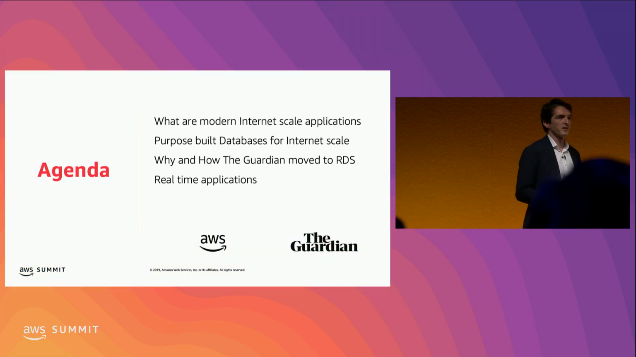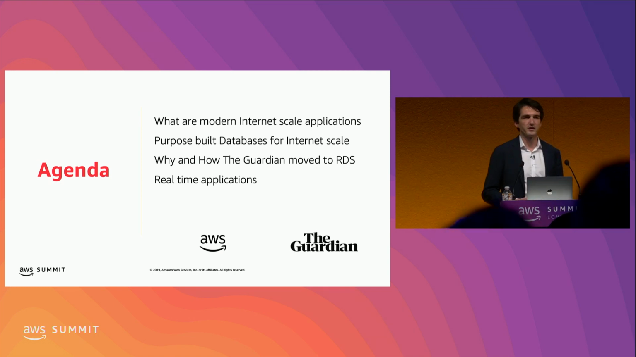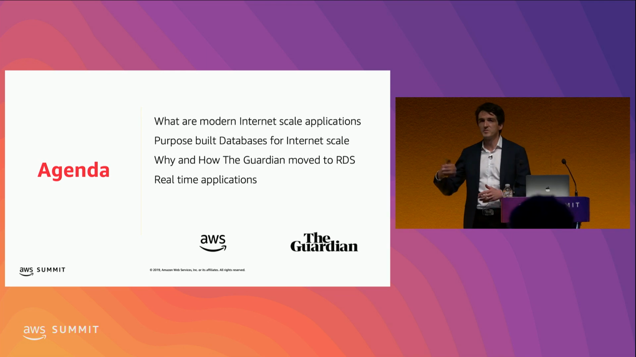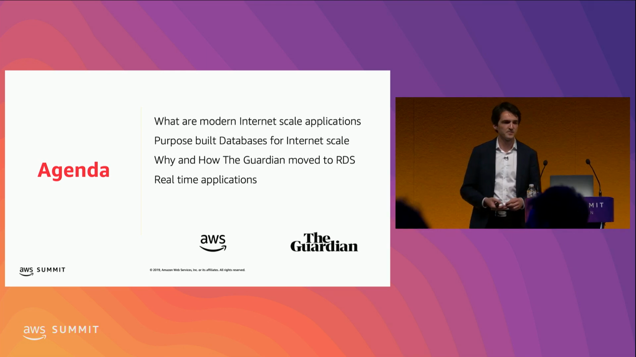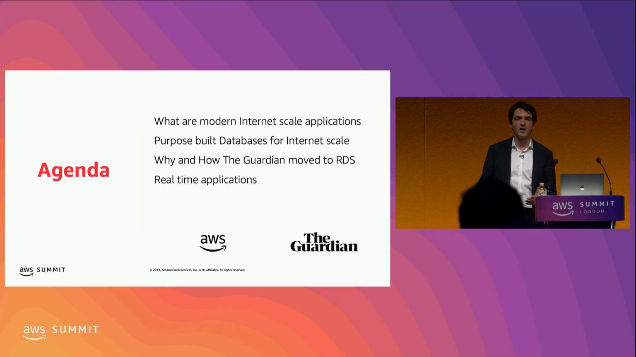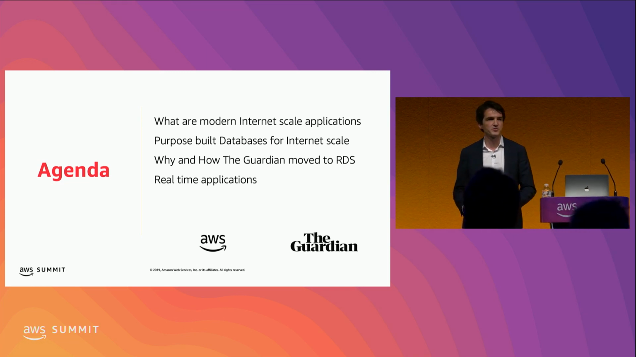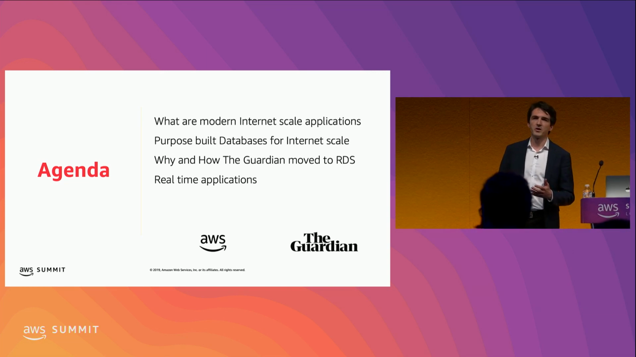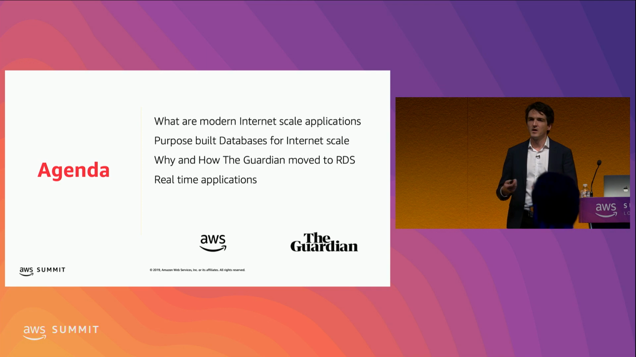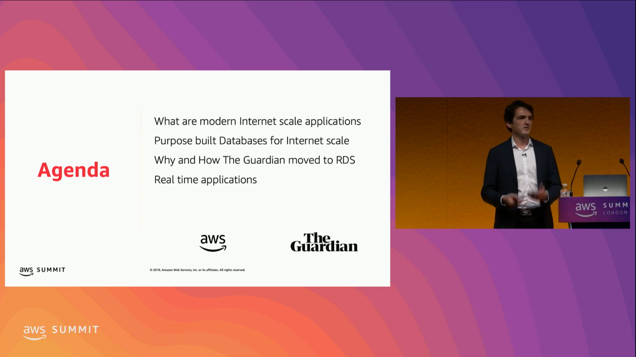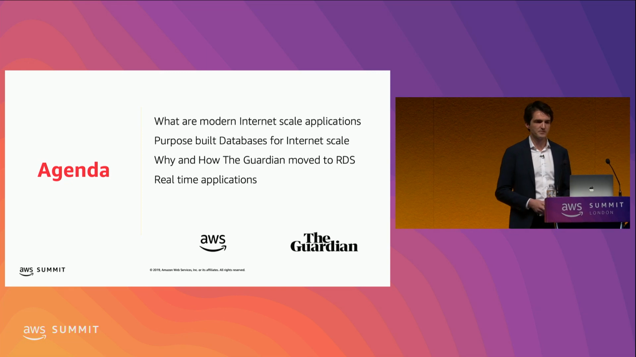So we'll start with explaining what we think of as a modern internet app at scale and dig into databases specifically. Then Phil will go through the why and how they moved to RDS Postgres. And I'll wrap up by talking about real-time applications, what that means, and how to implement things like ElastiCache or DynamoDB Accelerator.